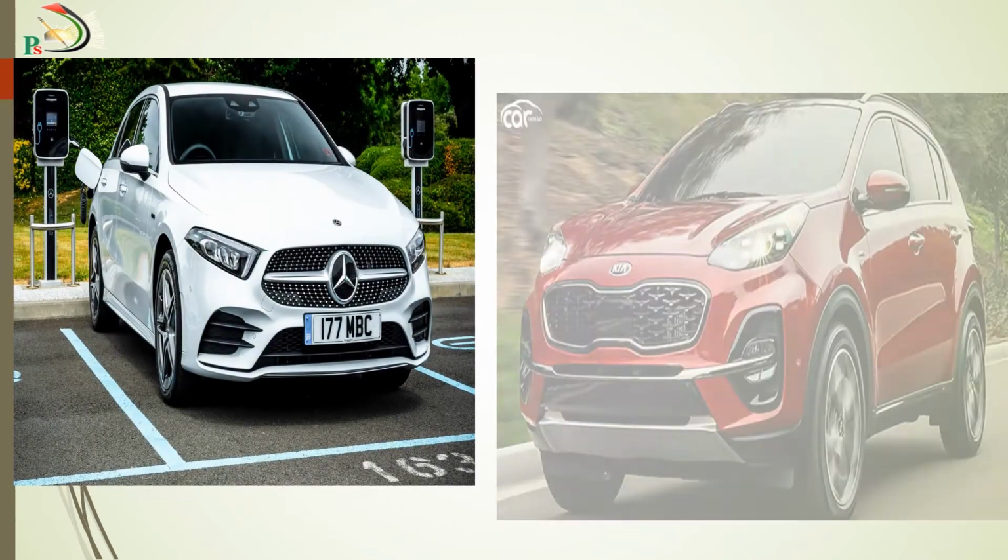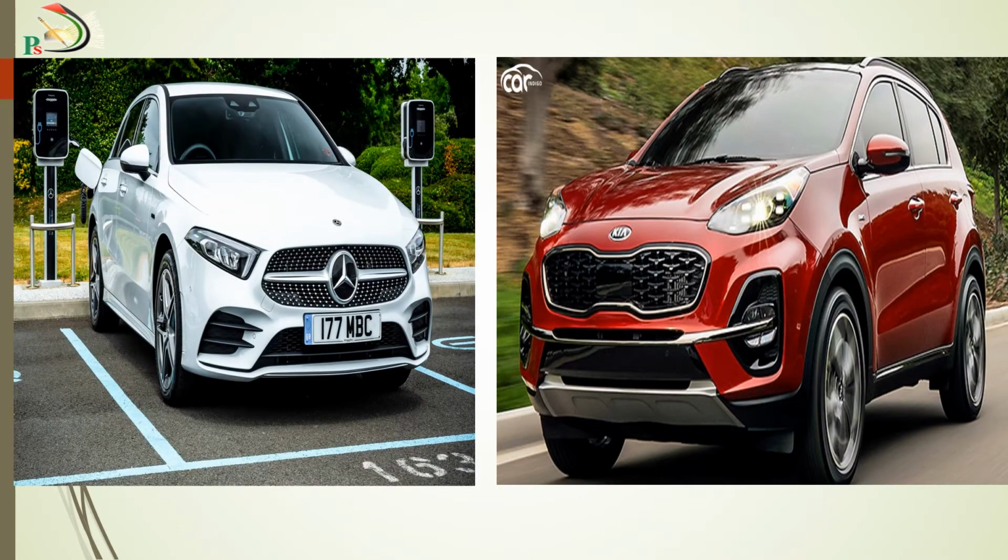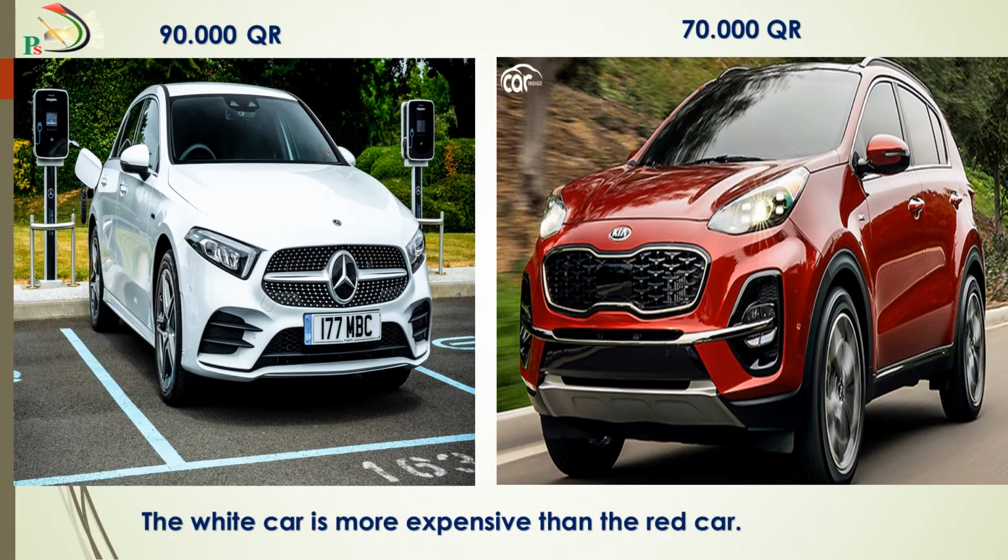Now here we have two cars. The white car and the red car. Look at their prices. The price of the white car is 90,000 Qatari riyals and the price of the red car is 70,000 Qatari riyals. Now we want to compare between them by using the adjective expensive. We can say the white car is more expensive than the red car.